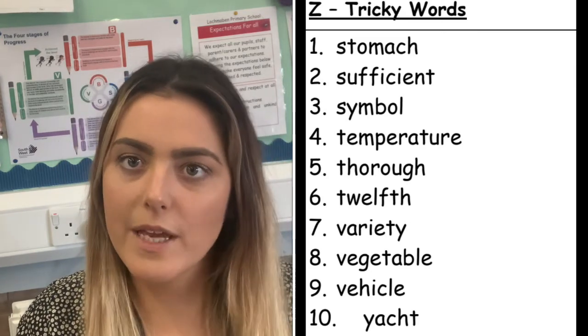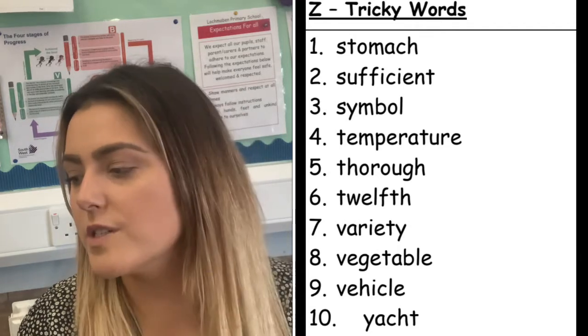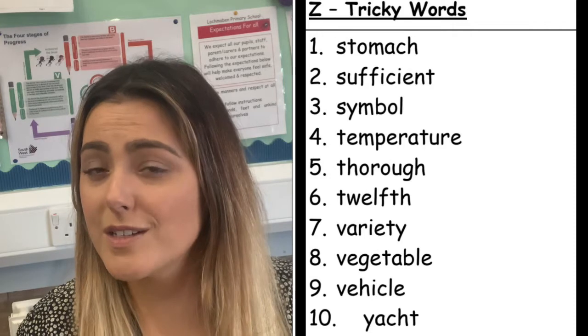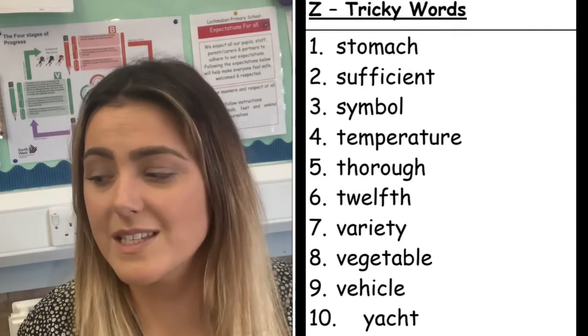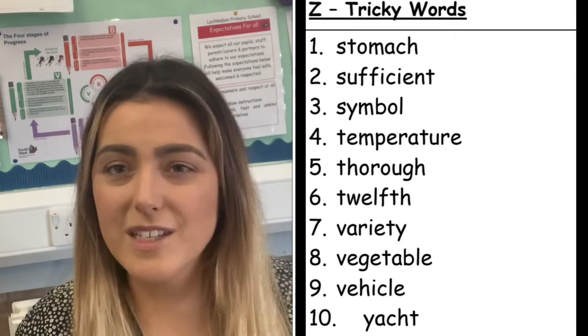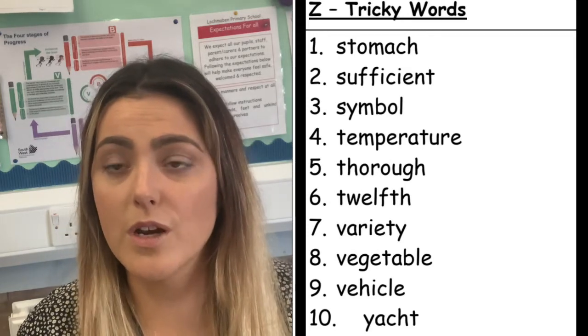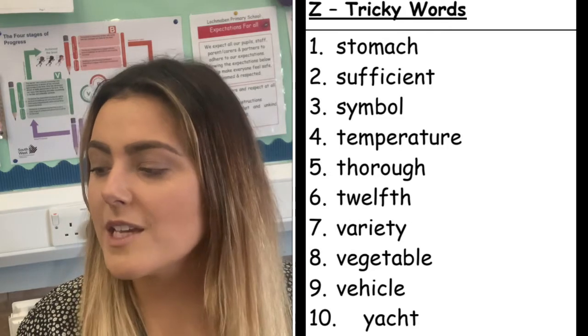First of all, we've got the stomach, so the organ in your body. We've got stomach. Now, I'm sure you can see that that kind of sounds like a G sound at the end, like a GH sound, but it's actually that CH sound. It sounds like stomach when you say it like it looks, but it's stomach, so we need to make sure we're learning how that word looks. Next, we've got sufficient.